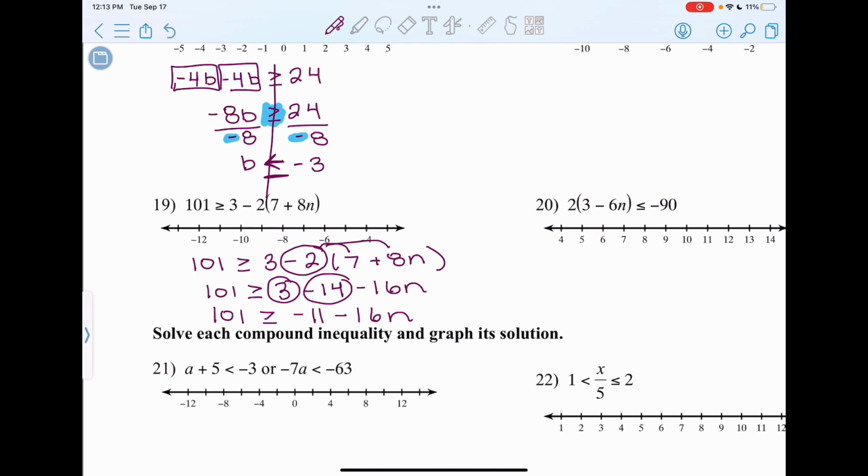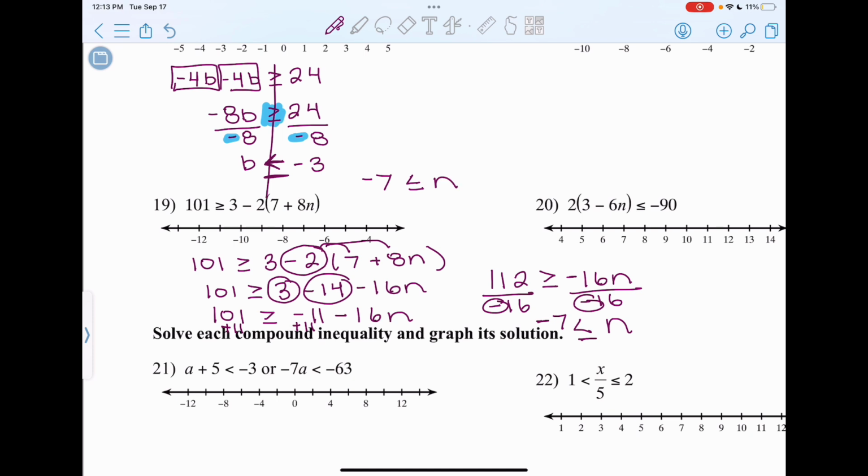In order to get n by itself, I'm going to add 11 to both sides. And I'm going to continue this over here. I am left with 112 is greater than or equal to -16n. And to get n by itself, I'm going to divide by -16. Once again, since I'm dividing by a negative, I have to flip my sign. So my sign is going to face towards the n, and 112 divided by -16 will be -7.